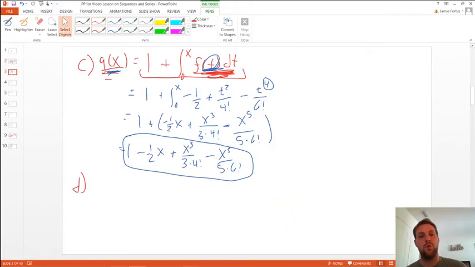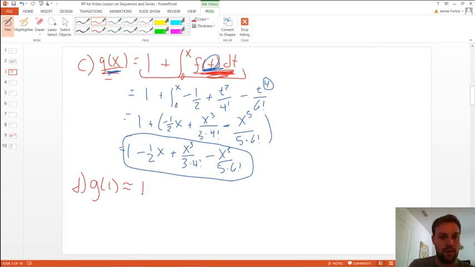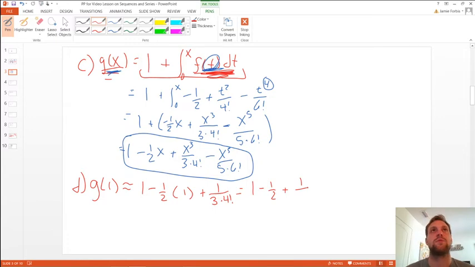Okay, so D. I'm going to estimate G of 1. I'm going to first estimate G of 1 by using the Taylor polynomial to a power of 3. So it's going to be 1 minus 1/2 times 1 plus 1 over 3 times 4 factorial, or 1 cubed, and that's to the third degree. All right, so if I simplify that out, that's 1 minus 1/2 plus 1 over 3 times 24. 3 times 24 is 48, 60, oh wait, 72?